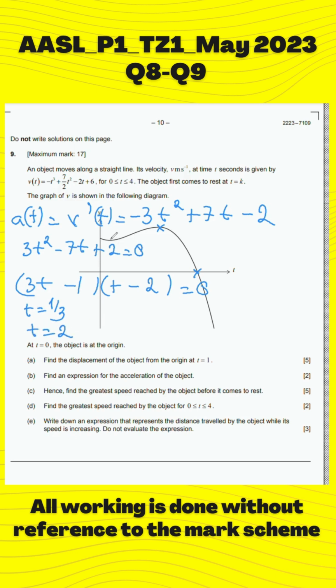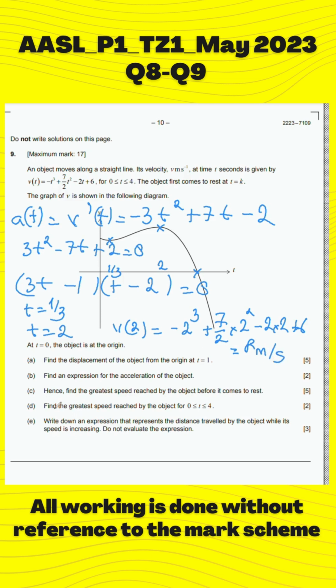We notice that this one is the local minimum and it comes first. So this will be 1 over 3, and 2 will be here. So for the greatest speed, the answer for C will be v(2). So we put 2 into this function. So it will be negative 2 cubed plus 7 over 2 multiplied by 2 squared minus 2 times 2 plus 6. And we will have 8 meters per second.